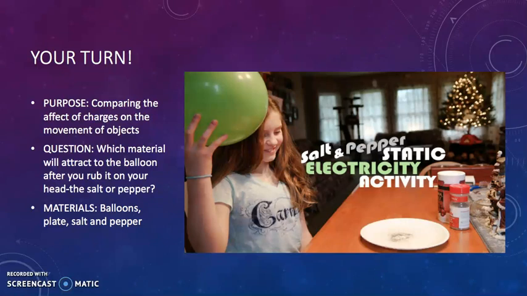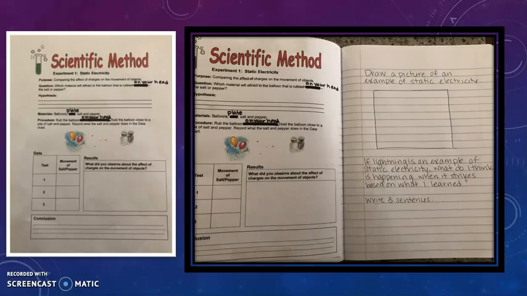So this is what I want it to look like. So here's an example. On this first page, this is what I'm going to pass out to you, and you're going to fill it out. It says Experiment 1, Static Electricity. The purpose is to compare the effect of charges on the movement of objects. We just talked about that. So which material will attract to the balloon that is rubbed on your head, the salt or the pepper? So first you're going to use our scientific method and talk about your hypothesis. What do you think will happen? Here are materials. Here's our procedure.